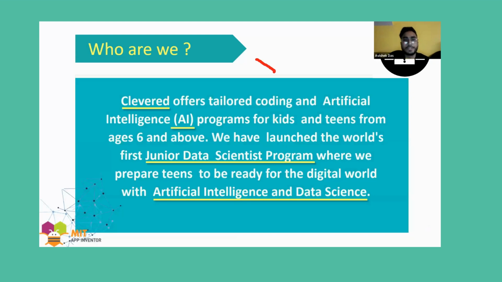So who are we? Clever offers tailored coding and artificial intelligence programs for kids and teens aged 6 and above. We launched our first junior data science program as well, and we are ready to work with artificial intelligence and data science. Basically, we train young people and working professionals in the domain of data science.